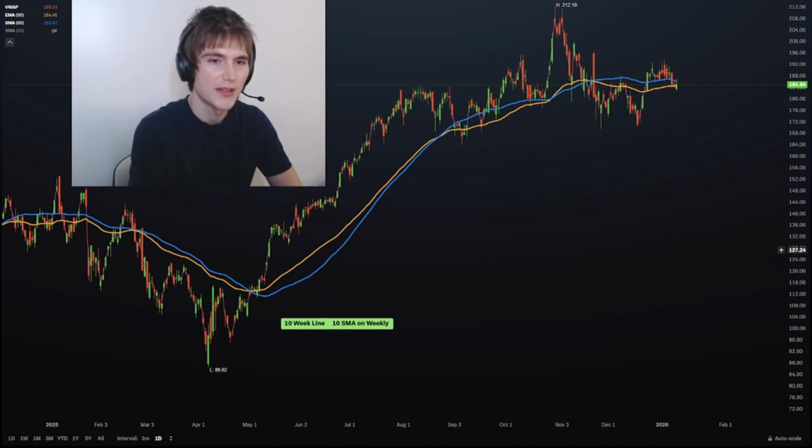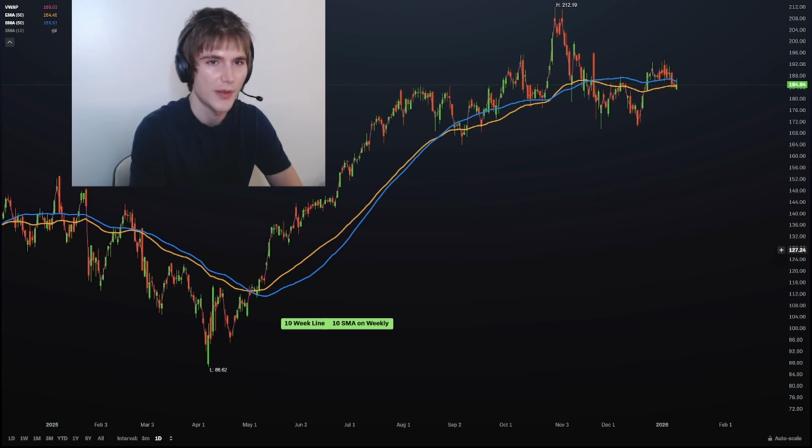The 10-week line is simply the 10-period simple moving average on the weekly chart. That's it. Each candle represents one full trading week, and the 10-week SMA represents the last 10 closings with equal weight given to each week. This is important. It's not an EMA, it's not weighted toward recent price. It's designed to be slow, stable, and reliable. On a daily chart, the closest equivalent is the 50-day SMA, because 1 week is 5 trading days, 10 weeks is 50 trading days. That's why traders often treat the 10-week SMA and the 50-day SMA as the same structural level, just on different time frames.